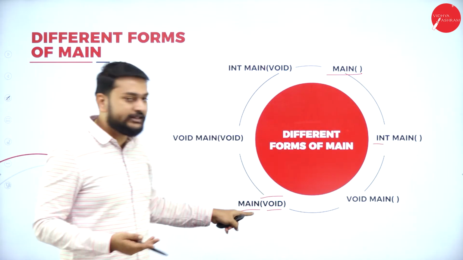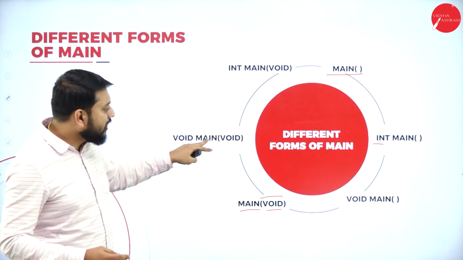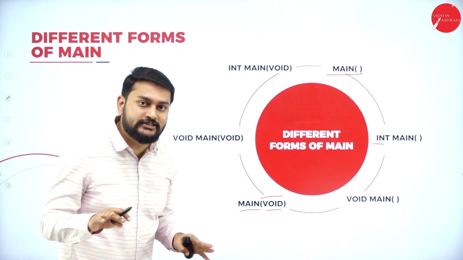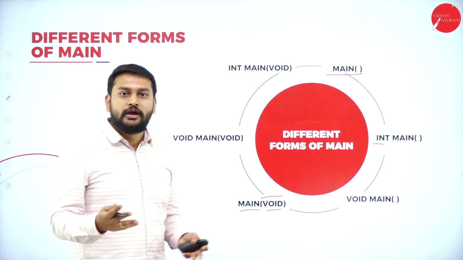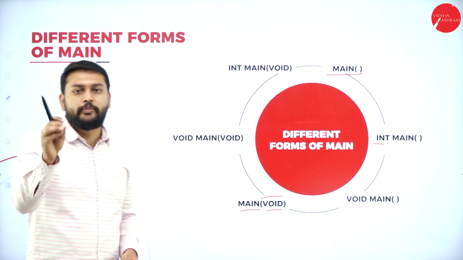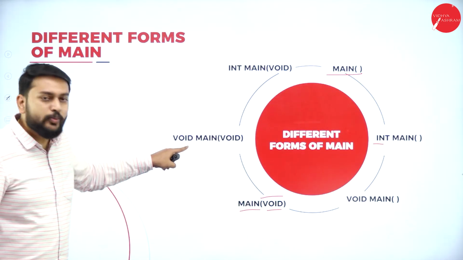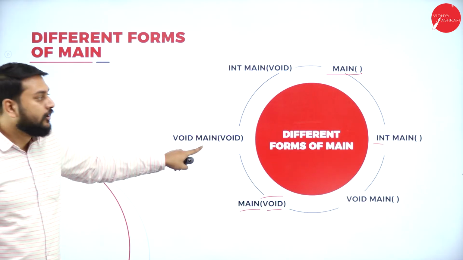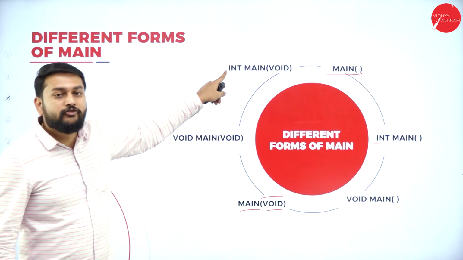You can also write like this. The next, void main void. Return type is also void. It does not return anything. And the arguments is also void. There is nothing that you will pass. So, you can write it this way too: void main void. Alright. The same thing again for integer also.